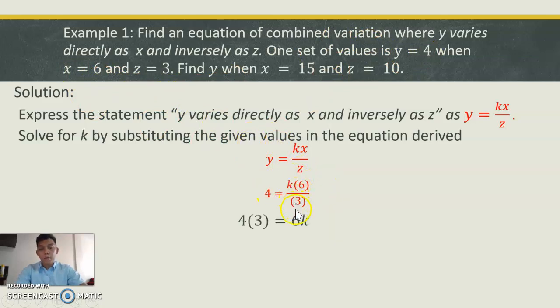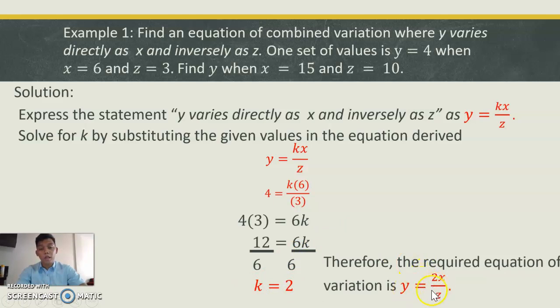And then cross multiply. 4 times 3 equal to 6k, which gives 12 equal to 6k. So that we can find k, we need to divide both sides by 6, which gives us an answer of k is equal to 2. We're not done yet. We still have to make the equation, which is y equal to 2x over z. Replace the k.